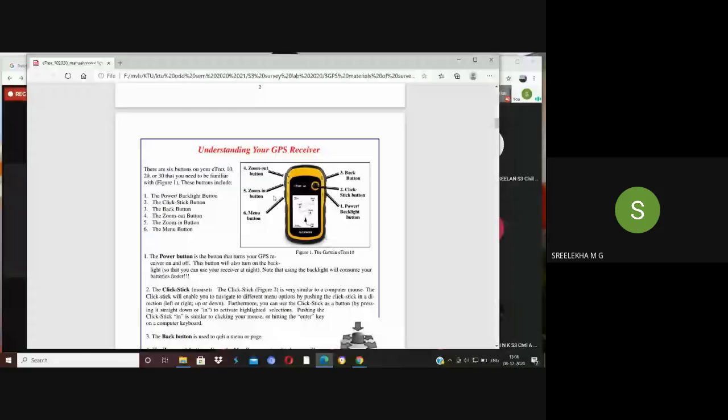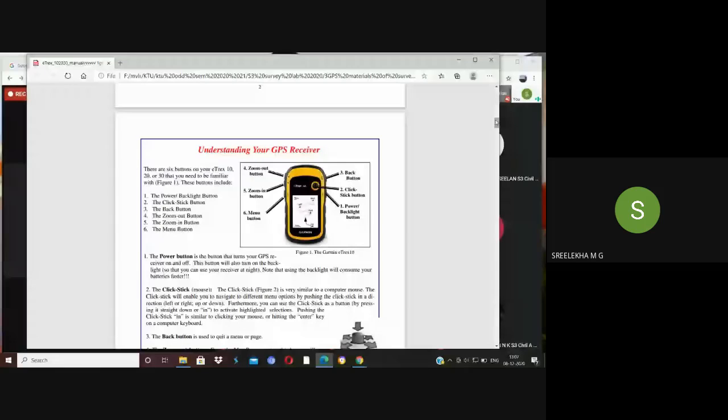Okay, so from these pages with the details, there are main buttons on the outside of our GPS receiver. The power button, you already know, is to obtain the power. You will switch on the power by means of that button. That's all. And now the click stick. It performs like the mouse in our laptop. So from this clicking, we can go to the inner pages. Several pages are there in that menu, and that is done by means of either the menu button or the click stick button. That's all.